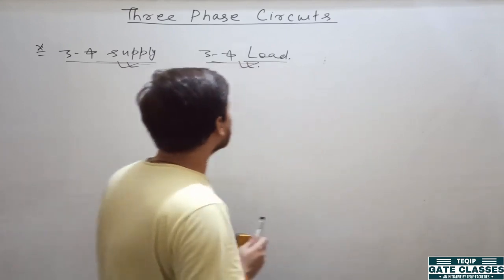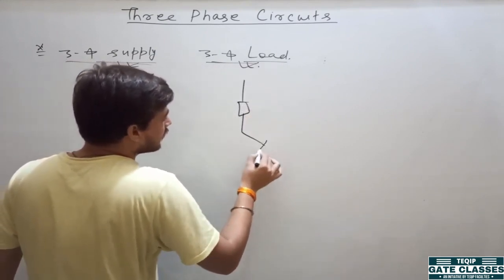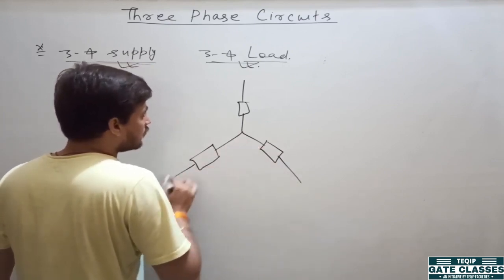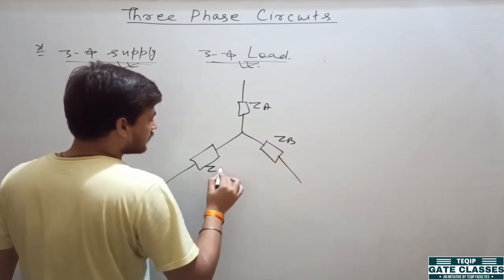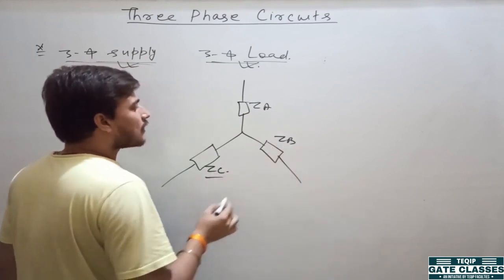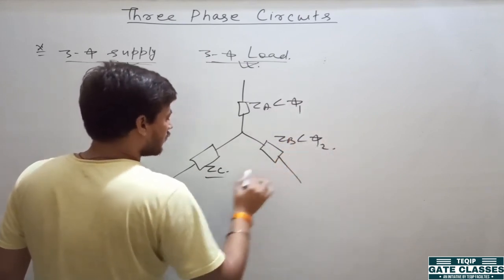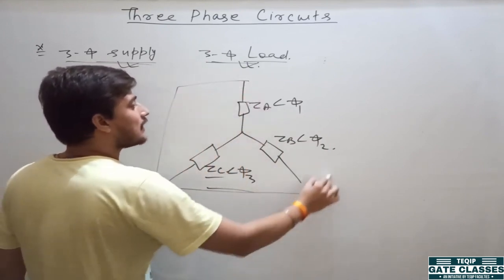Now what about load? So for three-phase load, the load will be like this. This is ZA, this is ZB, now this is ZC. Clear? So now what will happen? This will also be at the angle of phi 1, phi 2 and this will be at the angle phi 3. So what is the meaning of balanced load?